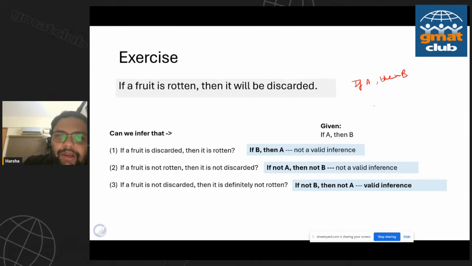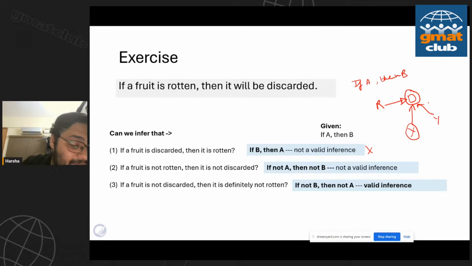But let's decode. If a fruit is rotten, then it's going to be discarded. Now, does that mean that if a fruit is discarded, then it's rotten? Not really. Why? Because I might discard a fruit for other reasons. I might discard a fruit for reason X, I might discard a fruit for reason Y. So just because I observe that a fruit is discarded, I can't just assume that it was rotten. Maybe it is because of reason X, which is why this is not a valid inference.